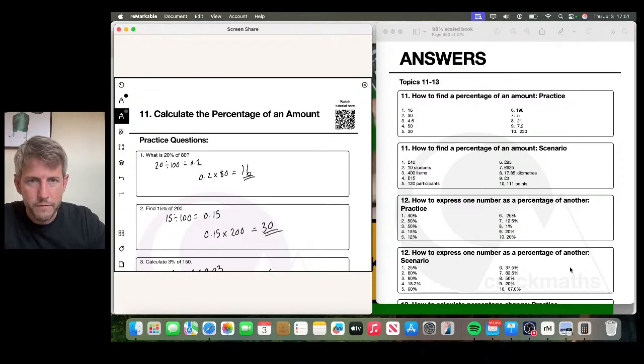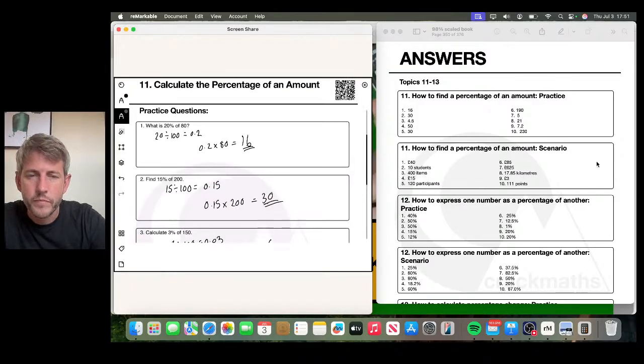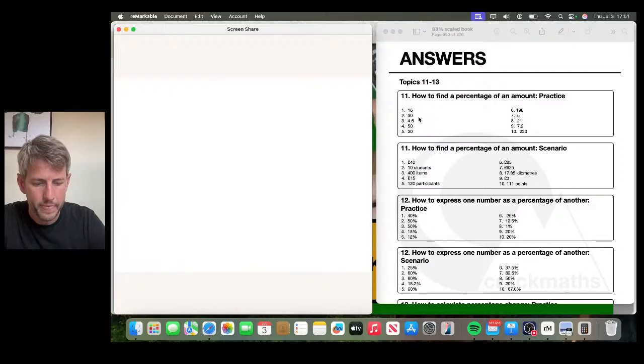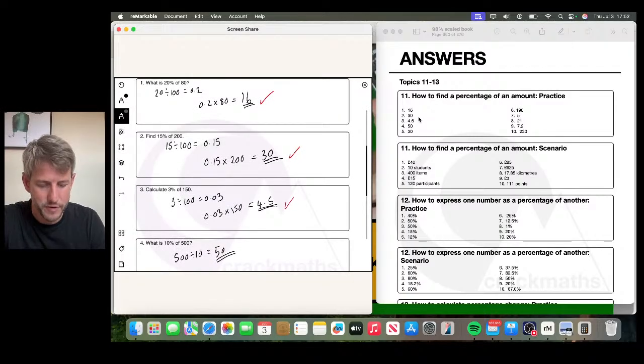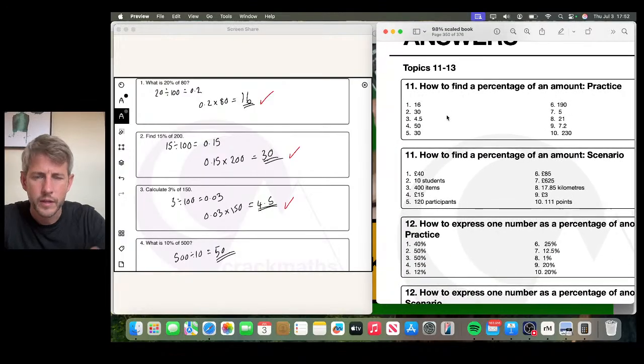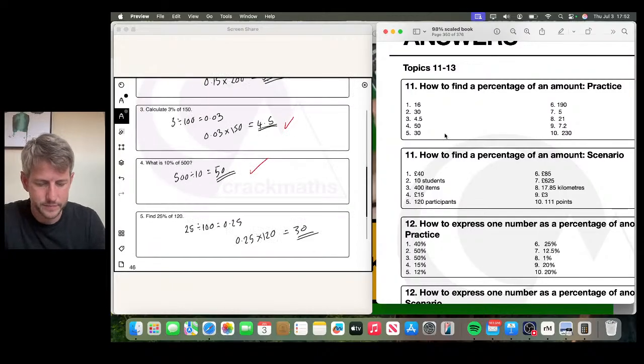Okay, so first one is 16. Yep, that agrees. The second one is 30. That agrees as well. 4.5 also agrees. 50 agrees as well. Let me just enlarge these a little bit. Here we go. 4 is 50. And 5 is 30. Okay, great. Let's try the next one.